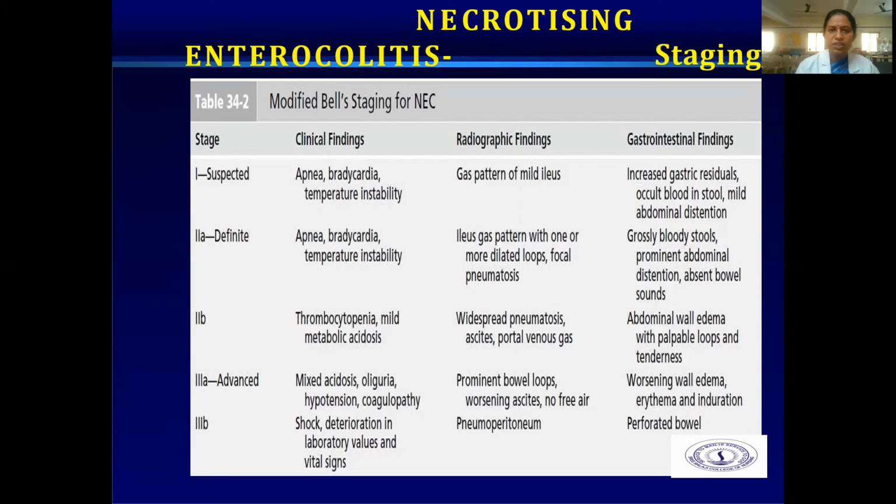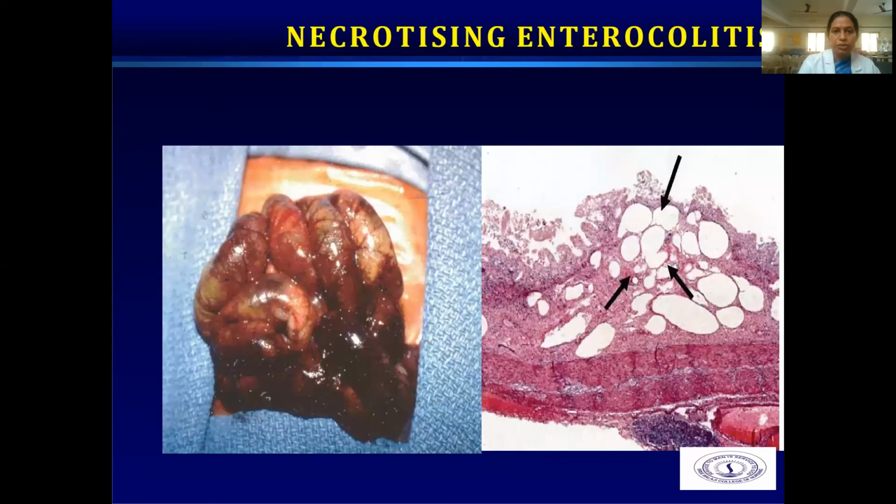So the modified Bell staging for necrotizing enterocolitis summarizes the stage, clinical finding, radiographic finding, and gastrointestinal finding, where we see in 3A and 3B, which is advanced, mixed acidosis, oliguria, hypotension, coagulopathy, prominent bowel loops, worsening ascites, no free air, worsening wall edema, erythema, and induration. We also see shock, deterioration in laboratory values and vital signs, pneumoperitoneum, and perforated bowel. So these are the complicated conditions.